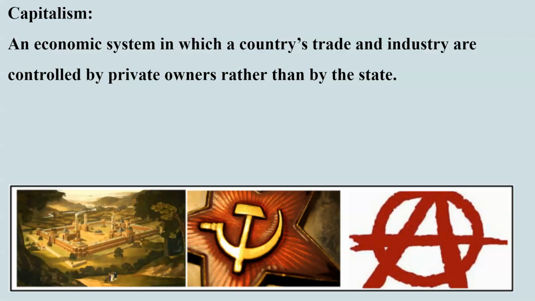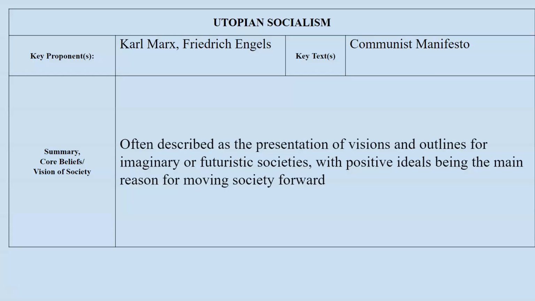All right, capitalism. An economic system in which a country's trade and industry are controlled by private owners rather than the state. It results in some reform movements, and we'll get into these a little bit more in the third video, but two of the major ones are the early ones, the idea of utopian socialism put forth by Karl Marx and Friedrich Engels in the Communist Manifesto. And it's usually thought of to be kind of like an idealistic or futuristic society based on some kind of positive ideals moving society forward.